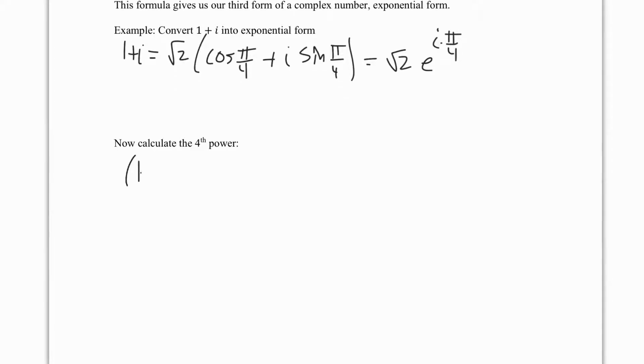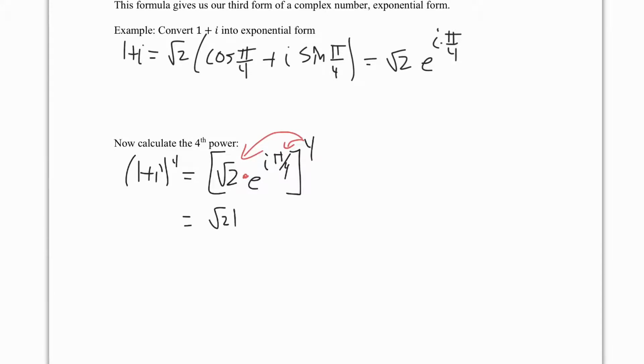Well, (1 + i)^4 would be equal to root 2 e^(iπ/4), and we would raise this thing to the fourth power. Now, if you remember your exponent rules, the 4 powers the root 2 and the 4 powers this, because they're both being multiplied. So we get (root 2)^4 times (e^(iπ/4))^4.